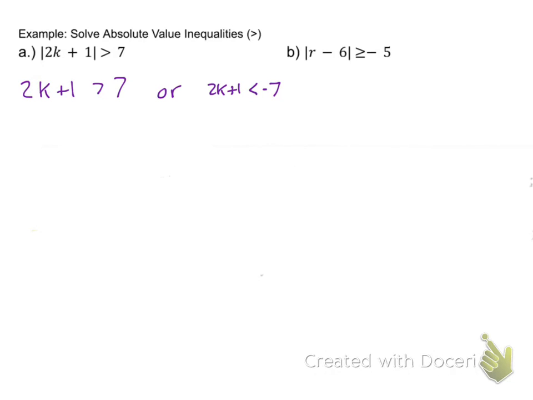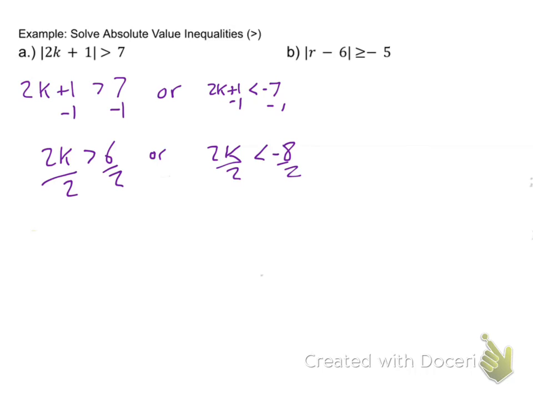Solve them. Subtract 1, 2k is greater than 6. Or subtract 1, 2k is less than negative 8. Divide by 2's all the way across. K is greater than 3, or k is less than negative 4.